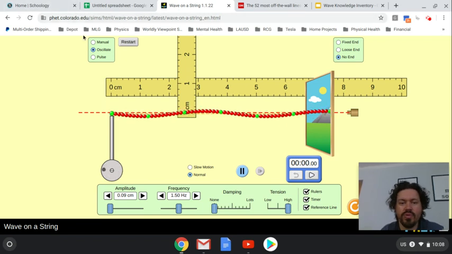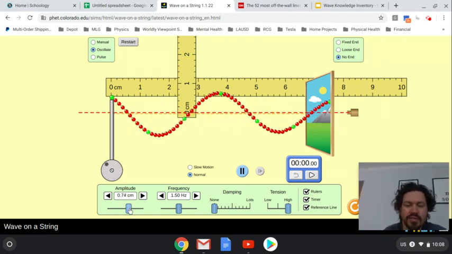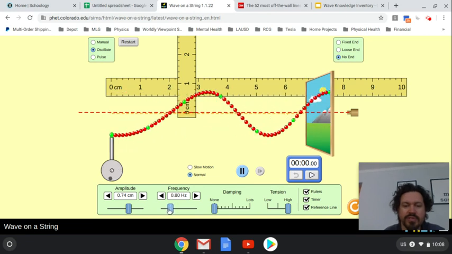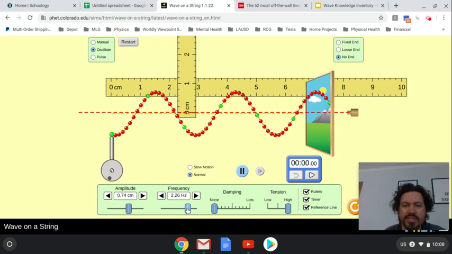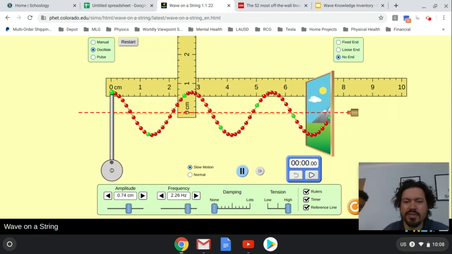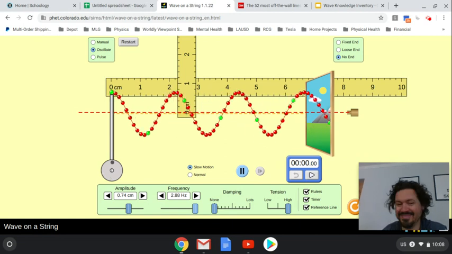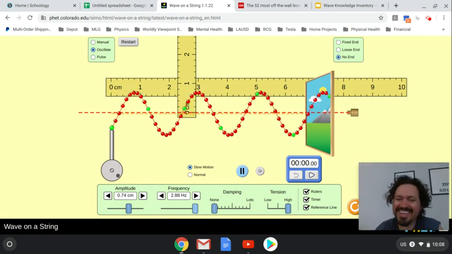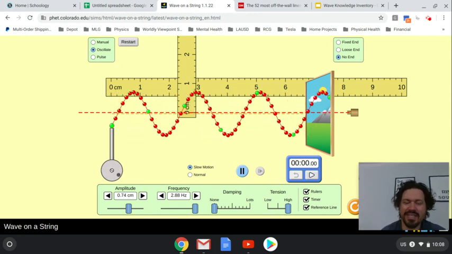So I want you to do that with amplitude, and then I want you to do it again, except with frequency. All right, so change the frequency, see what that does, come up with a definition for frequency. And again, sometimes being on slow motion is really helpful. Low, high, low, high, low. And then do that again for damping and tension.